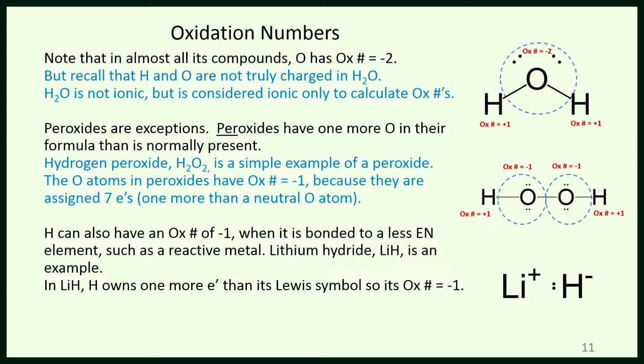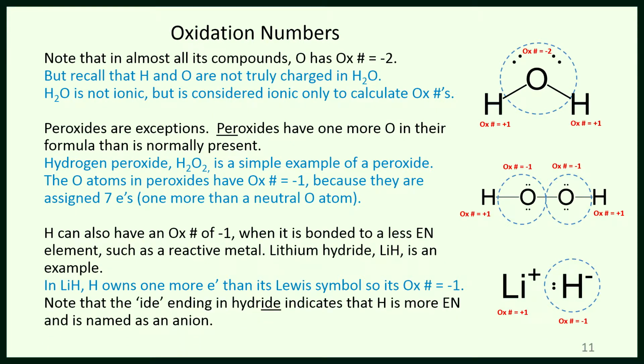In lithium hydride, notice the hydrogen owns one more electron than its Lewis symbol. The Lewis symbol would be 1 dot. It's in group 1A. But since it owns 2 electrons, it has an oxidation number of -1 here. Note also that the -ide ending in hydride indicates that hydrogen is the more electronegative atom and is named as an anion, which in this case it truly is a charged anion.